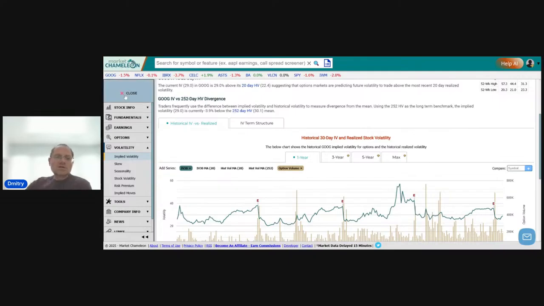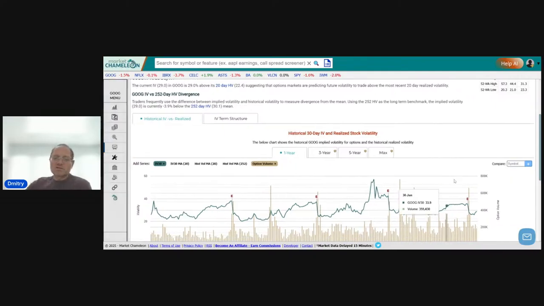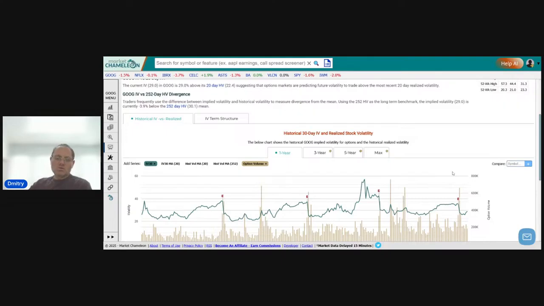Let me click on this menu to minimize it and expand our screen. When we look at the implied volatility, what does this mean? What is a stock's implied volatility? Last week we talked about the implied volatility of an option. Implied volatility is a derived value from an option pricing model and requires you to have an option. You take that option and you can calculate that implied volatility.